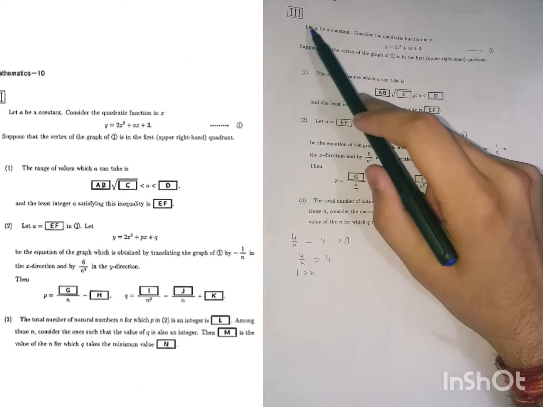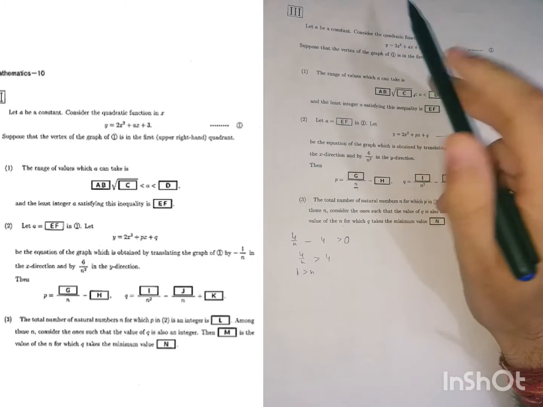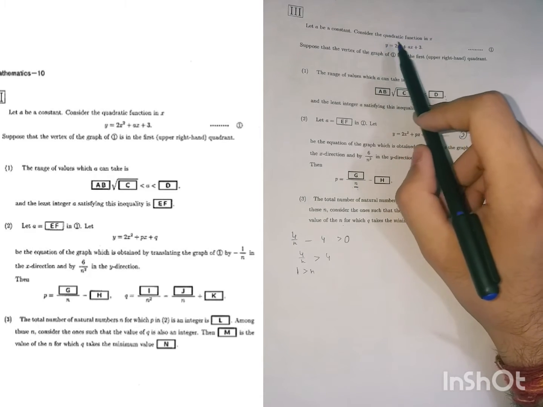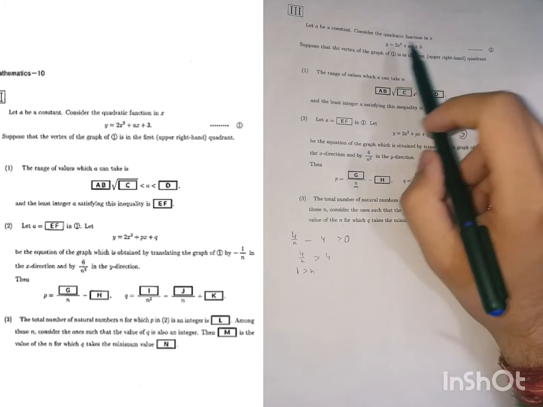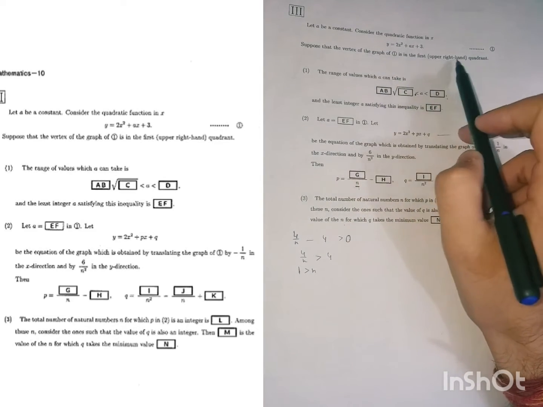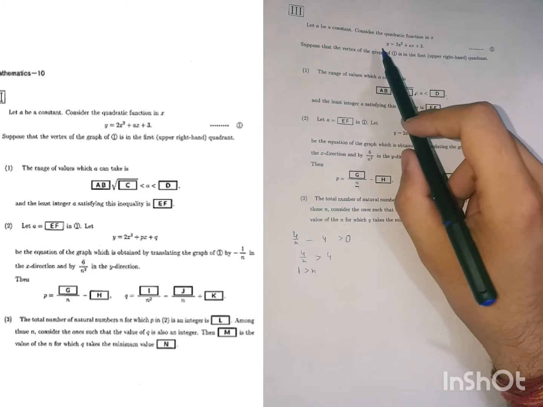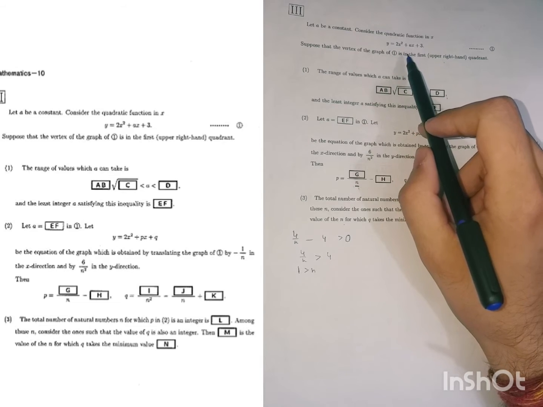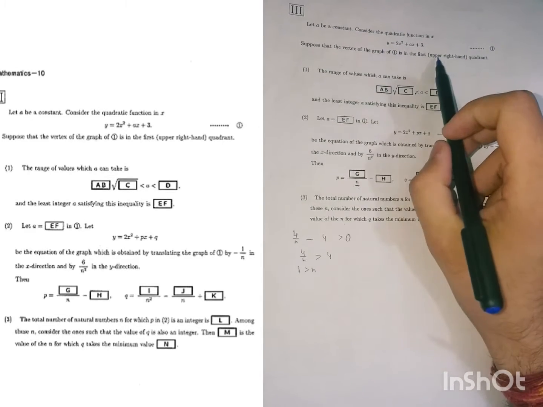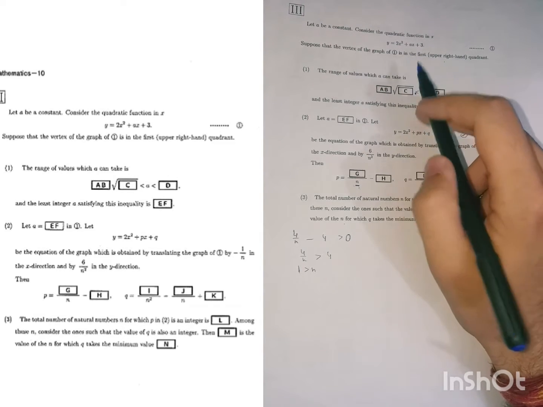It says let a be a constant. Consider the quadratic function in x, y is equal to 2x square plus ax plus 3. So this is equation number 1. Suppose that the vertex of the graph of equation 1 is in the first, upper right hand quadrant. It wants to say that x is positive and y is also positive because they are in the upper right hand quadrant, which is 0 to 90 degrees.